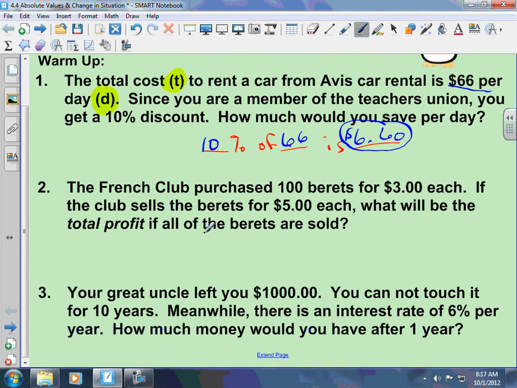Okay, number 2. The French Club purchased 100 berets at $3 a piece. They sold them for $5. So they're going to make a $2 profit off of each beret. They had 100 berets, so 100 times 2 is $200. They will make a $200 profit.